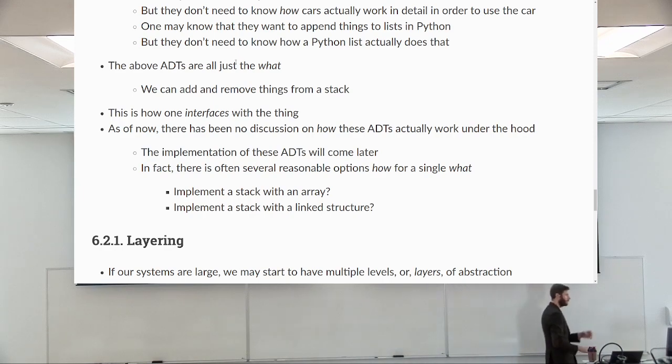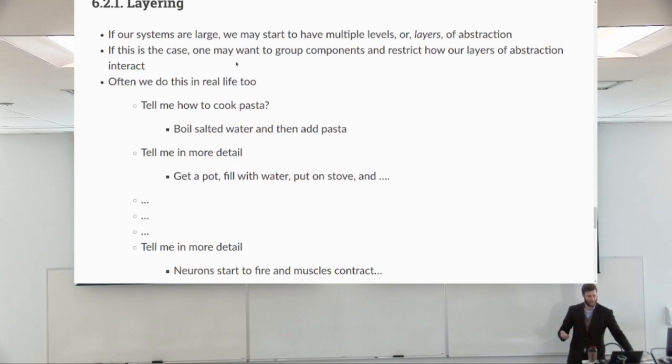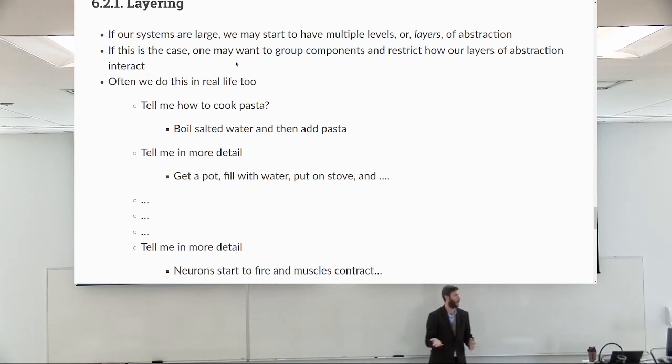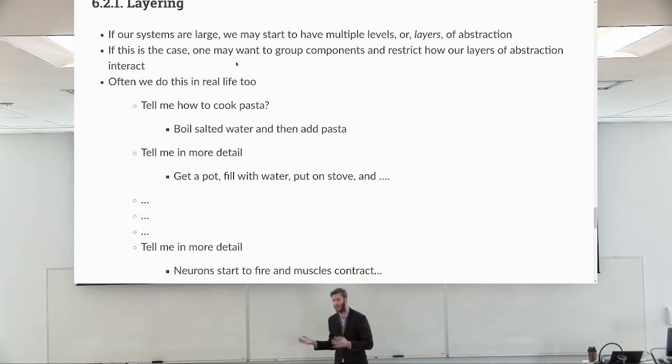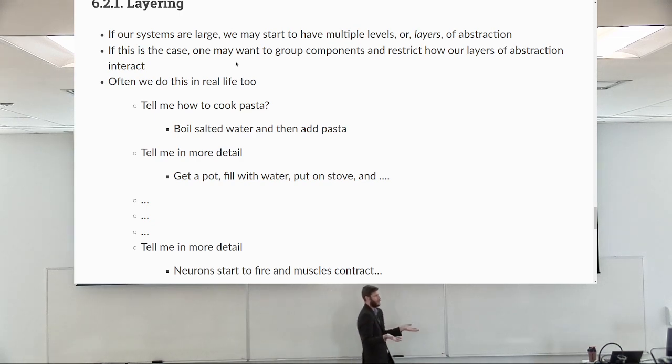All right. Layering, right. If systems are large, we start to have multiple levels or layers of abstraction. If this is the case, one may want to group components and restrict how other layers of abstractions interact with one another. This happens intrinsically by default in real life. Systems just develop like that. But when we are designing them, we might want to have some control. For example, when we made our methods private, we kind of give some control and restriction over how certain things are used and how they can be interacted with.